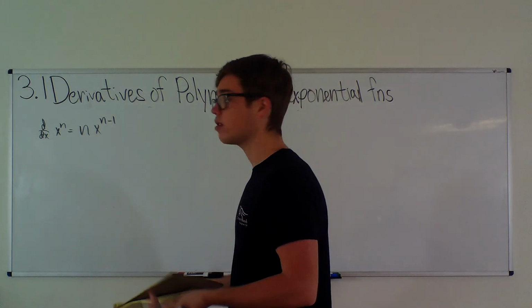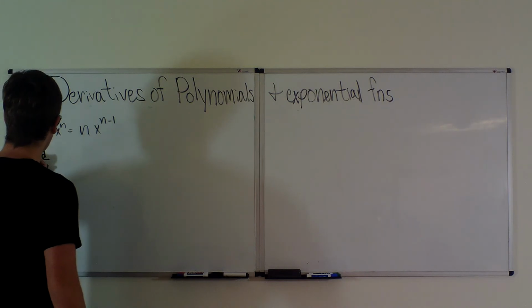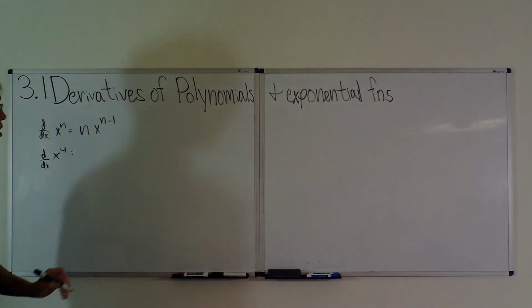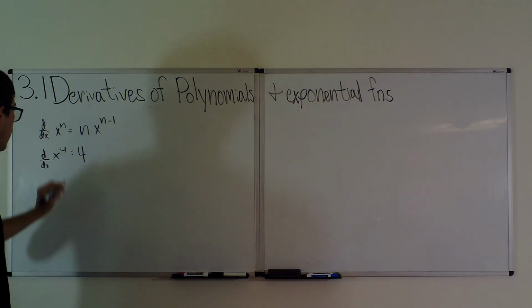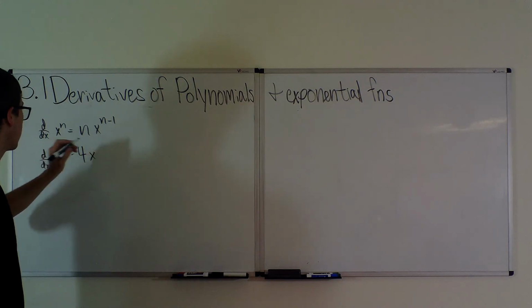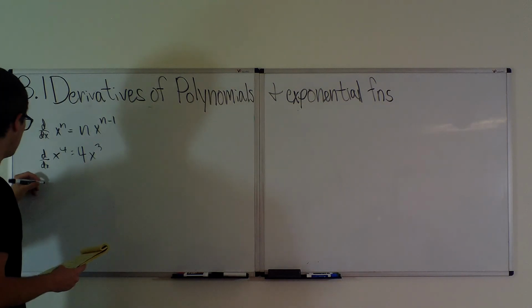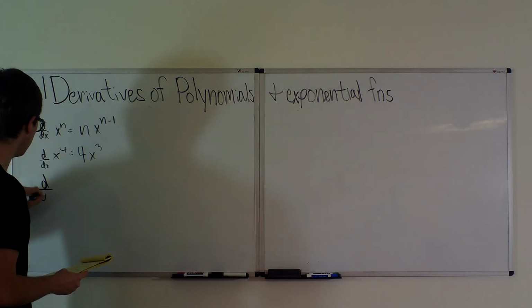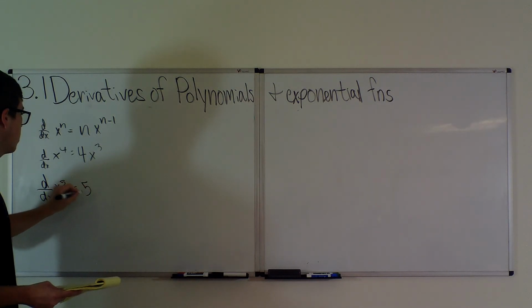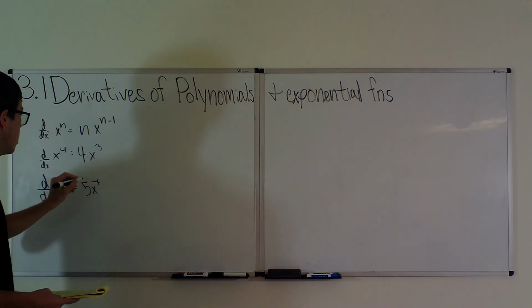Alright, so now let's just do a few quick examples. What is d dx of x to the 4th? What is that equal to? Well, you bring the 4 out in front, so you write 4, and then x, and then 4 minus 1 is 3. Okay, that's pretty simple. Let's do one more. d dx of x to the 5th. Well, that's equal to 5 in front, x, and then 5 minus 1, 4.